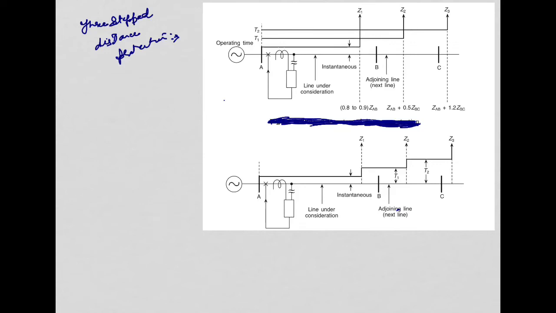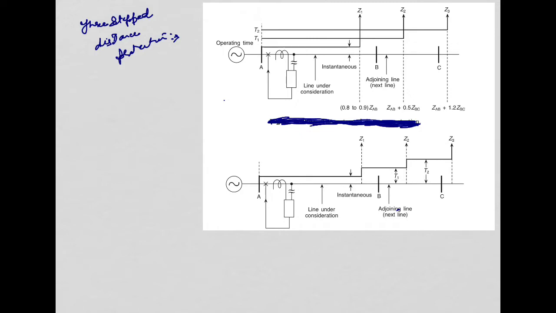Good morning, everyone. Now, as we have discussed, it is not advisable to set the reach of the distance protection to 100%. The first step of distance protection is therefore to set the reach to 80 to 90% of the length of the line section. So this is the instantaneous protection, and there is no intentional time delay in that.